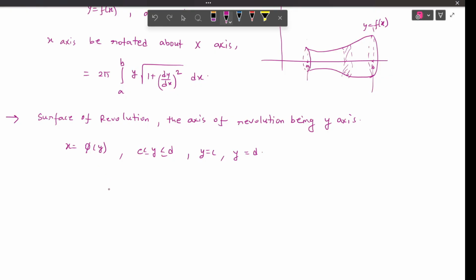Then the surface of revolution would be 2 pi integration C to D x square root of 1 plus dx by dy whole square into dy, and this would be the surface of revolution, and here axis of revolution is y-axis.